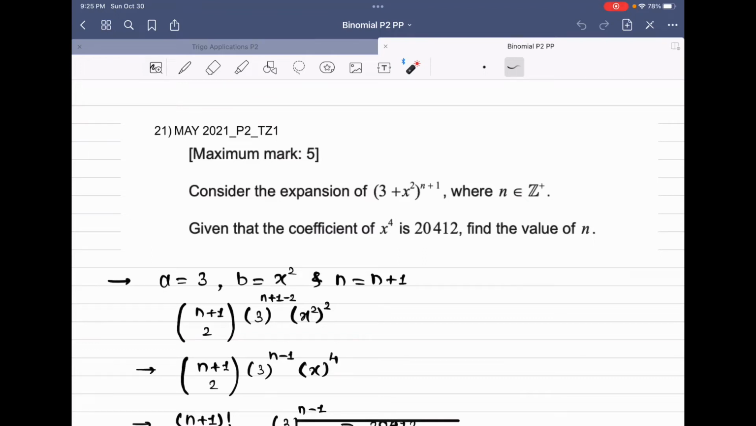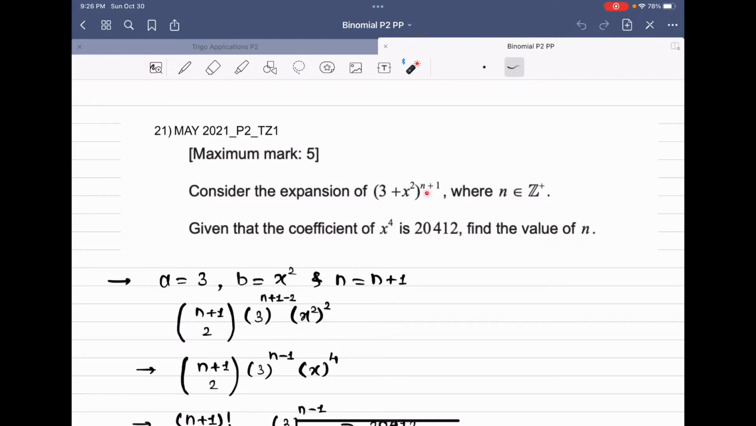May 2021, paper 2, time zone 1. You are allowed to use a calculator, maximum mark 5. Consider the expansion of (3 + x²)^(n+1), where n belongs to positive integers. Given that the coefficient of x⁴ is 204,12, find the value of n.